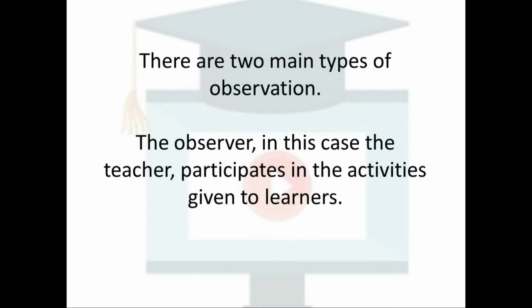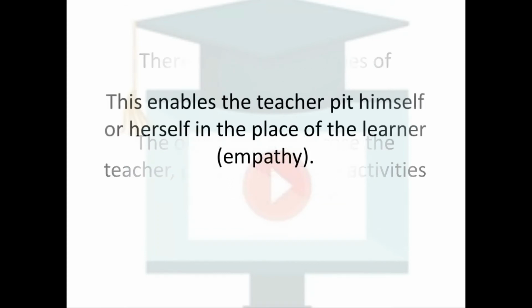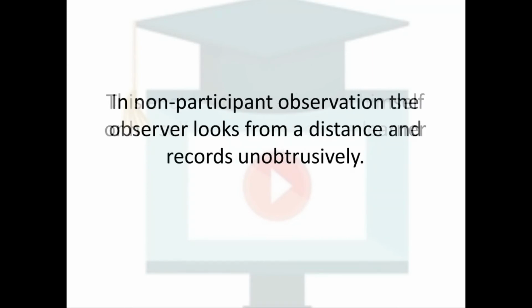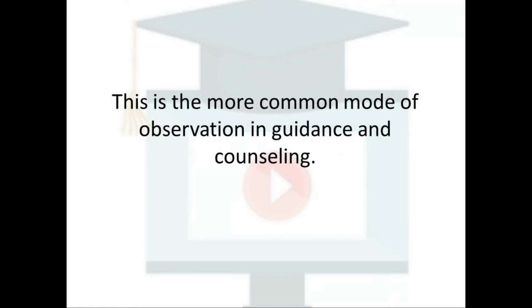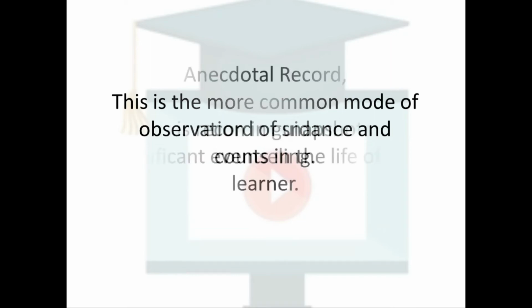There are 2 main types of observation. In participant observation, the observer, in this case the teacher, participates in the activities given to learners. This enables the teacher to put himself or herself in the place of the learner, empathy. In non-participant observation, the observer looks from a distance and records unobtrusively. This is the more common mode of observation in guidance and counselling.